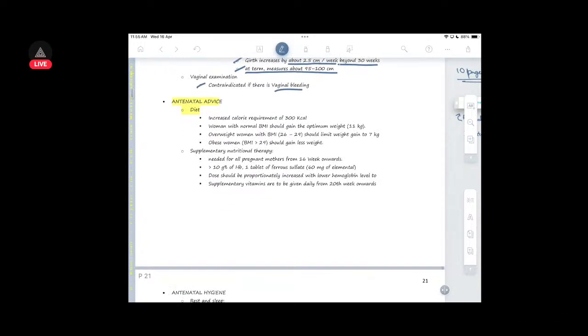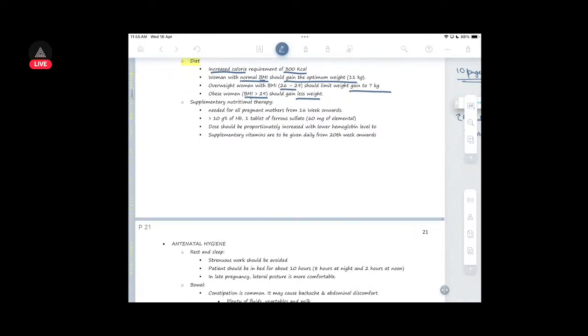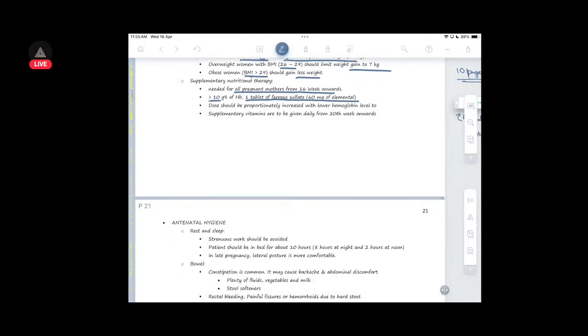So antenatal advice: increase calories by more than 300 kcal. Normal BMI should gain the optimum weight, 11 kg. Overweight should limit weight gain to 7 to 10 kg. BMI more than 27 should gain very little, and BMI more than 29 should gain very little weight. Supplementary nutrition therapy for all pregnant women from 16 weeks onward. With hemoglobin more than 10 gram, 1 tablet of ferrous sulfate, 60 mg of elemental iron, should be provided, proportionally increasing with lower hemoglobin level, and supplementary vitamins to be given.